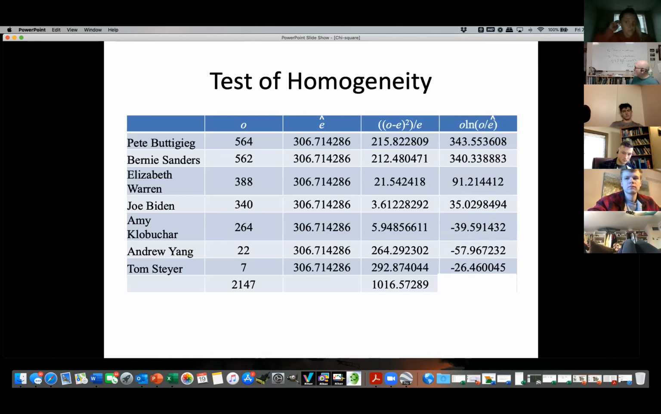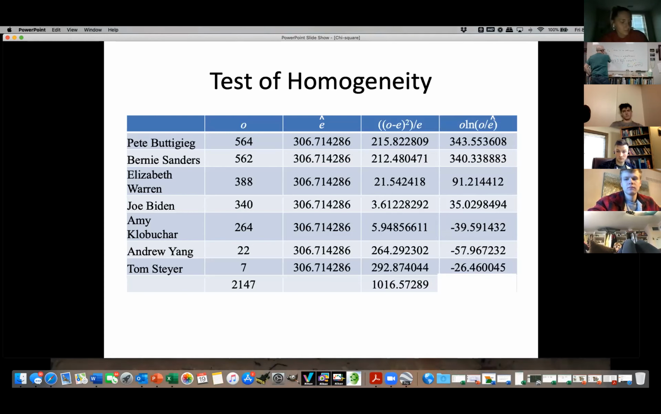You can also do a thing called a G-test. A G-test is just another version of doing this sort of thing that I want you to be aware of.